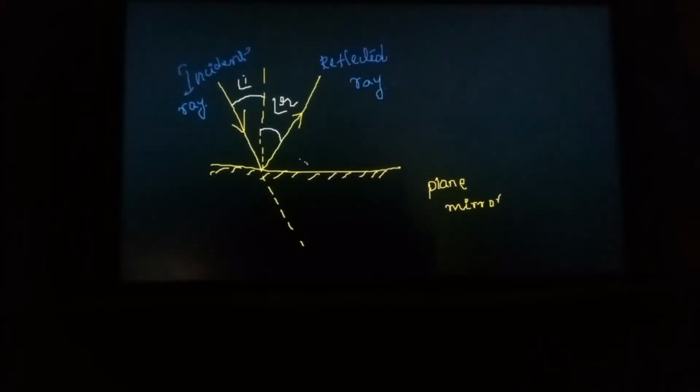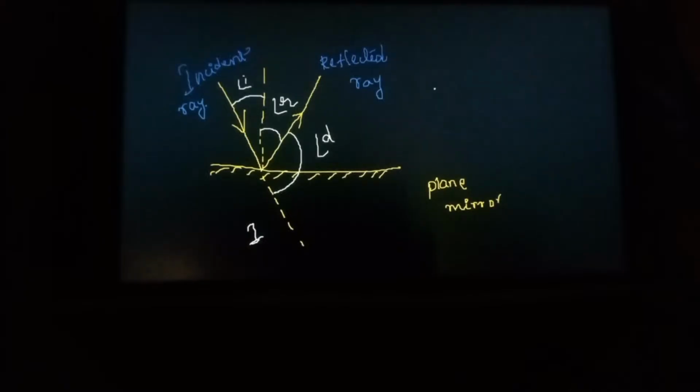This is the initial direction of the incident ray, and the angle between the reflected ray and the undeviated line is called the angle of deviation.